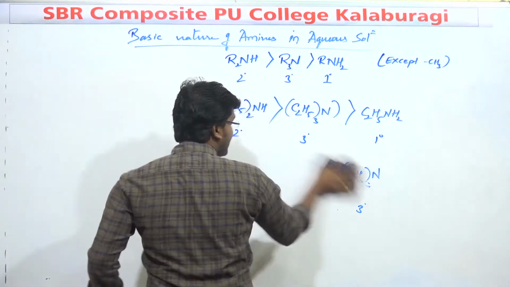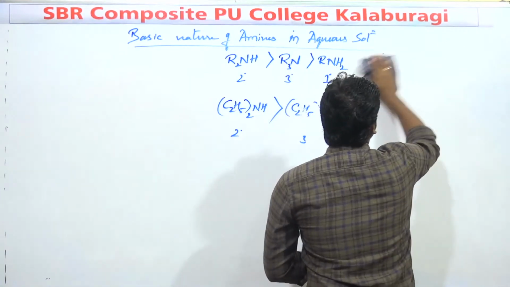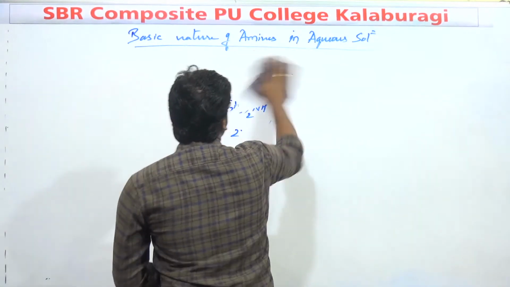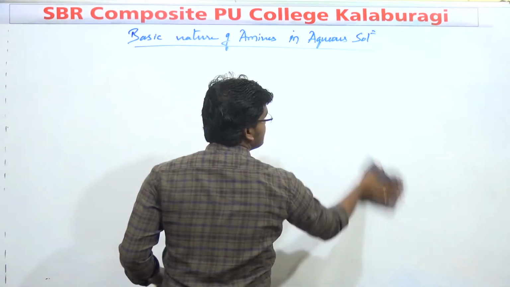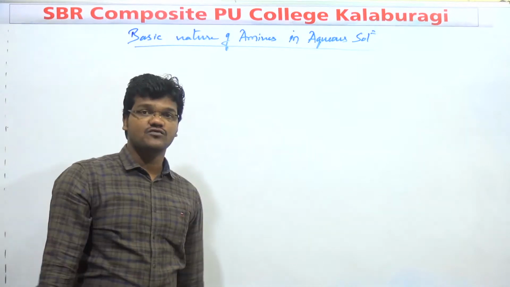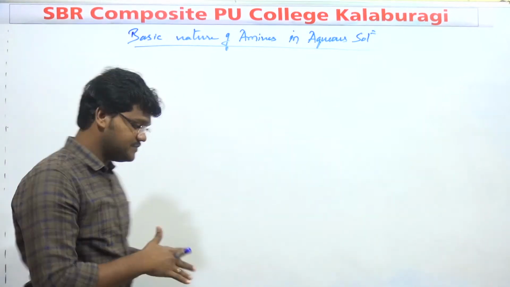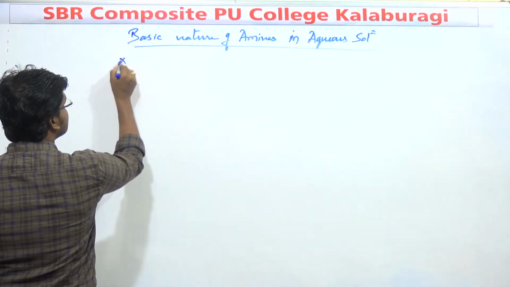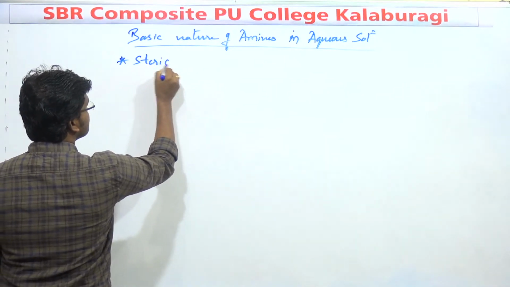When amines are dissolved in water, what happens? Donation of electrons is nothing but formation of a hydrogen bond with water. Because I am having two effects. I said this can be explained based on two effects. One is the steric effect.